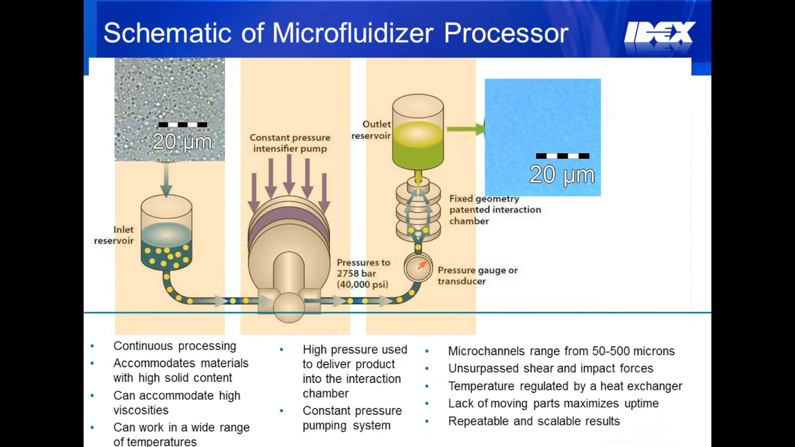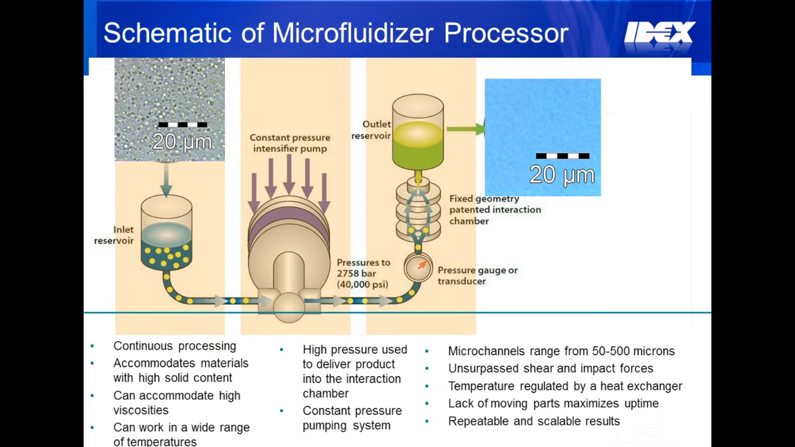This is a schematic of our microfluidizer processor. On the left, you can see the inlet reservoir, which allows for continuous processing. It has the ability to accommodate materials with high solid content and high viscosities, as well as a wide range of temperatures. One of the key characteristics of the microfluidizer processor is the constant pressure intensifier pump. This is important because it delivers all of the material at a very uniform pressure profile to the interaction chamber.